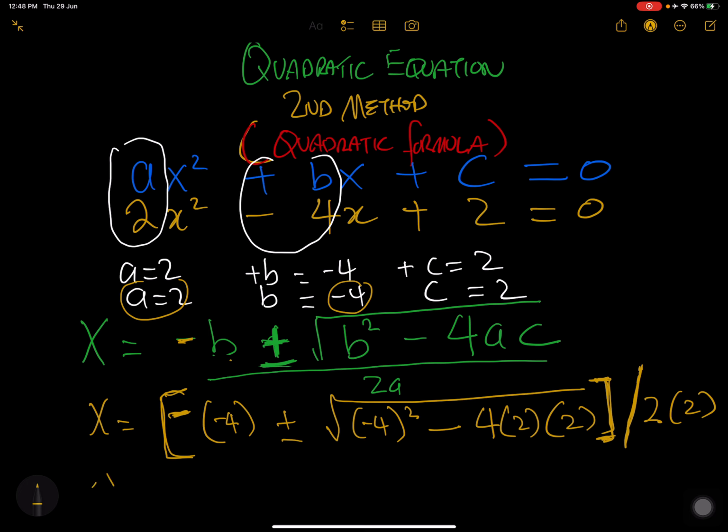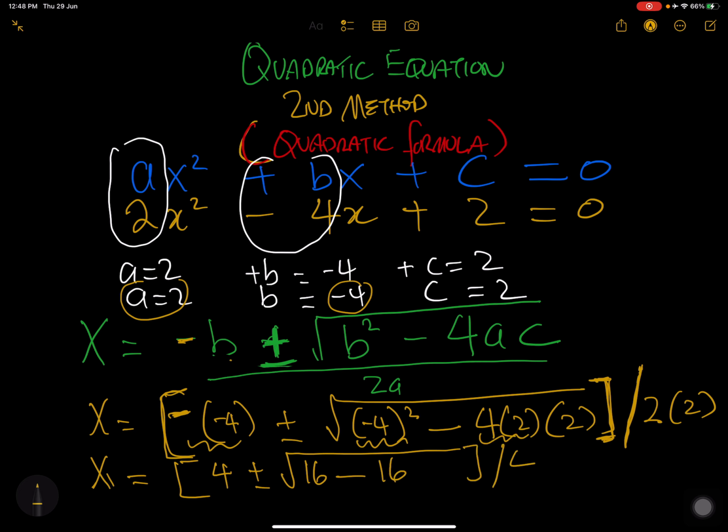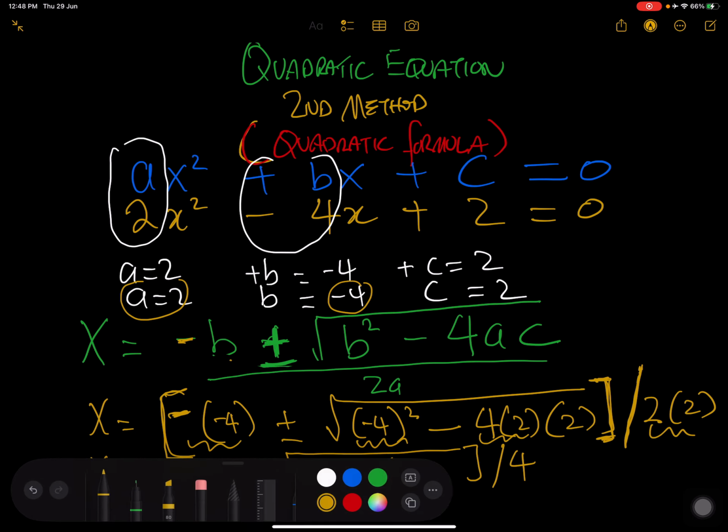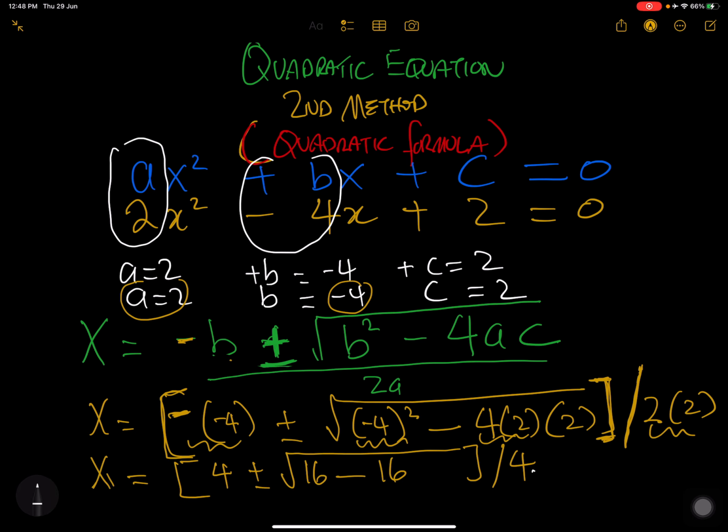We have our x equal to 4 plus or minus the square root of 16 minus another 16, right? This times this, 8 times 2, is 16. And then we divide everything by 4. Can you see this 4? Once we have that, we can simplify. We're going to have 4, plus or minus the square root of 0. Can you see that square root of 0? 16 minus 16 is the square root of 0, and then it's divided by 4.